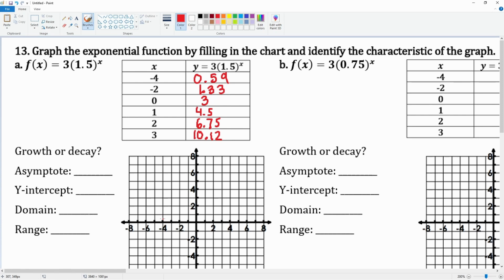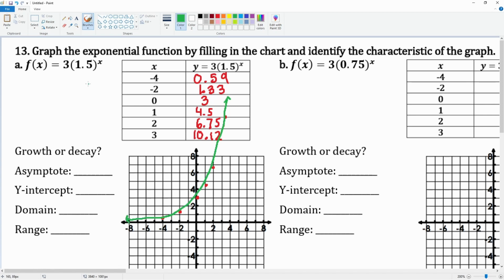-4, it is at 0.5. So that looks like it's right here. -2, it looks like it's 1.3. Looks like it's right there. 0 is 3. 1, it is 4.5. 2, it is 6.7, and 3, it is 10, so it's all the way up here. All right, now let's connect it.